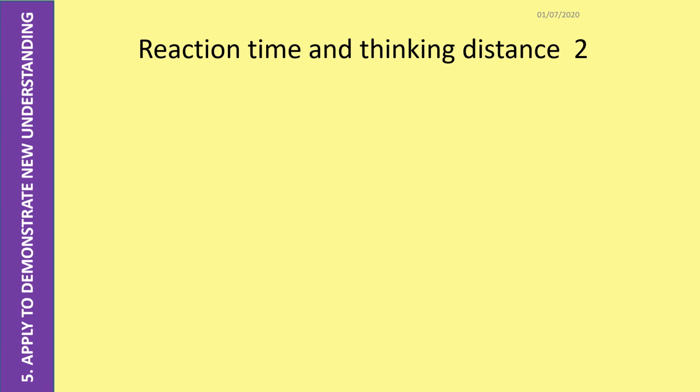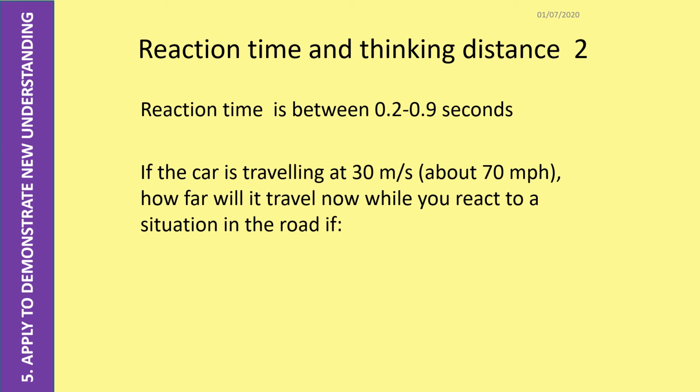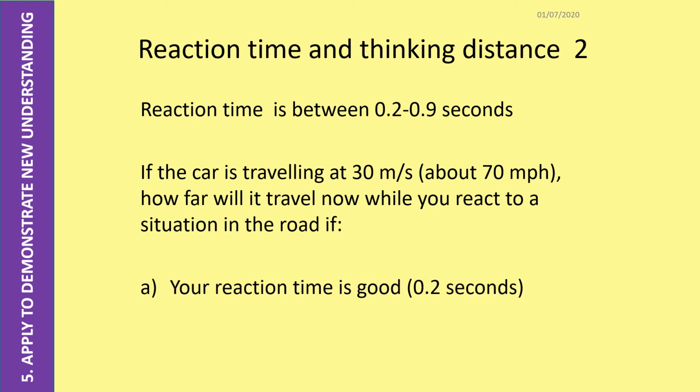Here's one for you to do. Again, take the reaction time as being between 0.2 and 0.9 seconds, but this time let's have the car travelling at 30 meters per second, which is 70 miles an hour, and work out what the thinking distance is in each case.